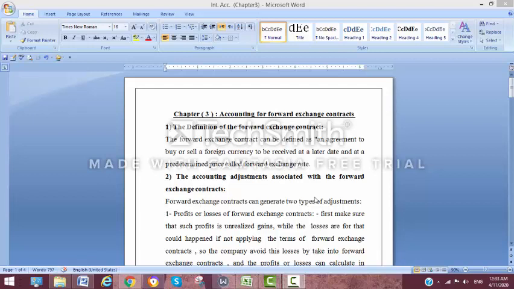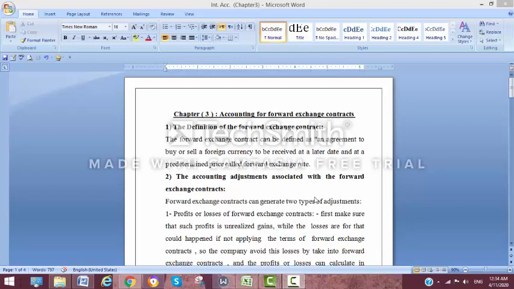And I explained in the last lecture, in Chapter 2, accounting for foreign currency transactions, the practical part in sales and purchases. I explained the sales and purchases and the documentary credit related to this chapter, Chapter 2, accounting for foreign currency transactions.